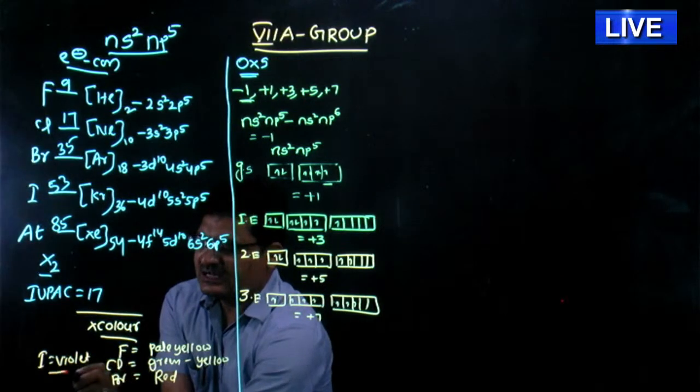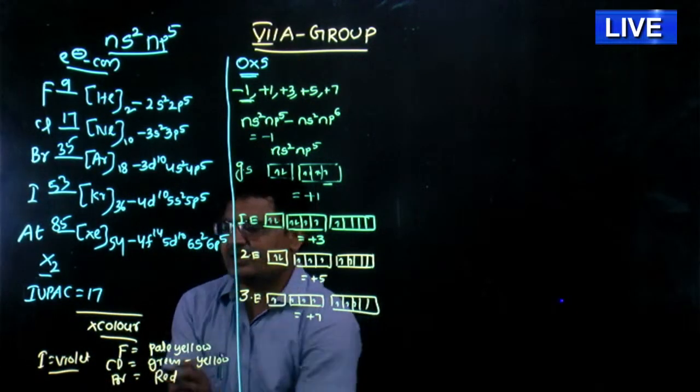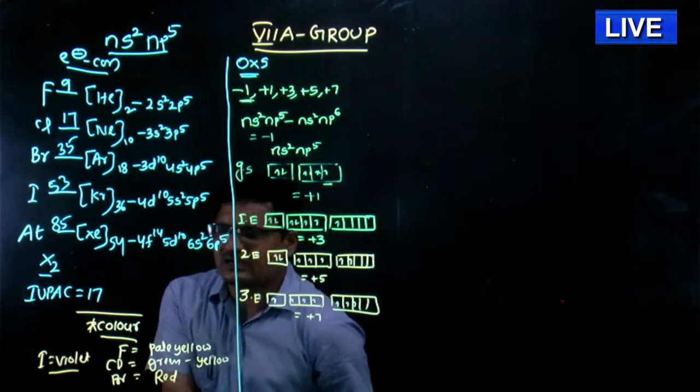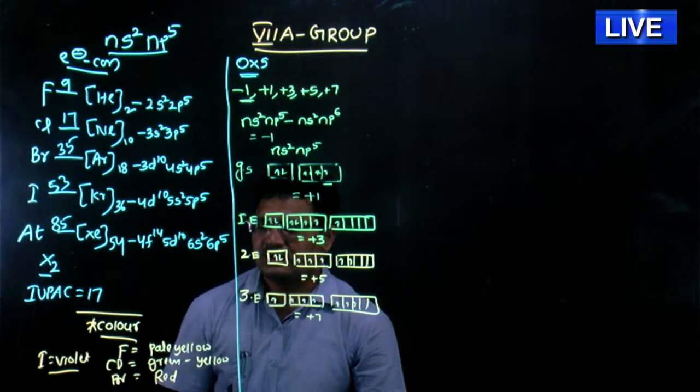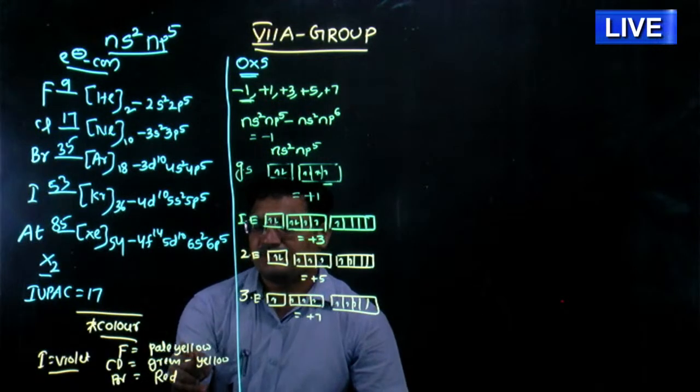So these are the colors of the halogen elements: fluorine, chlorine, bromine, iodine. Here fluorine is pale yellow in color.